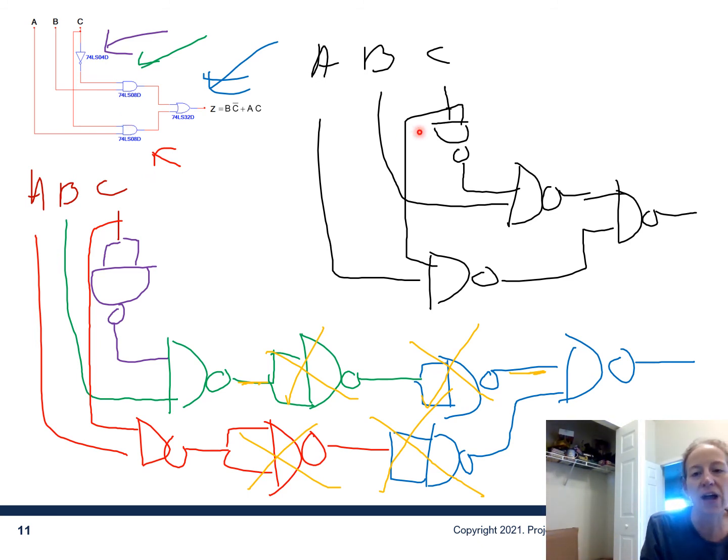Well, our simplified NAND version also has 4 gates, but they're all the same, which means that they can all be located in one IC chip. Even if we had a lot of NAND gates and it spilled into 2 IC chips, we would still have fewer IC chips than we would with the original AOI circuit.